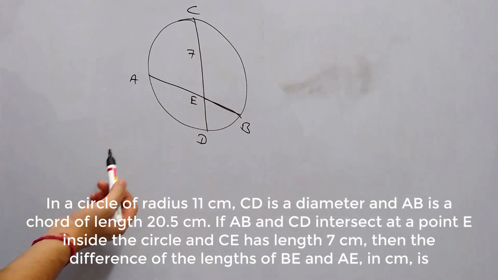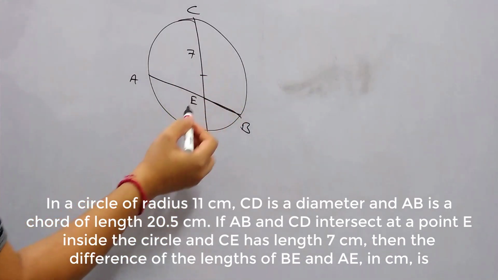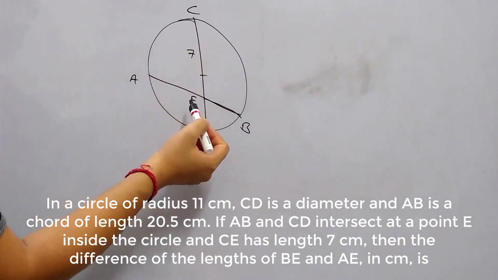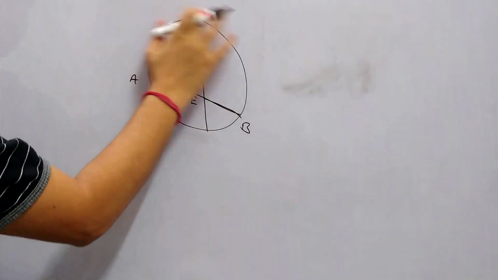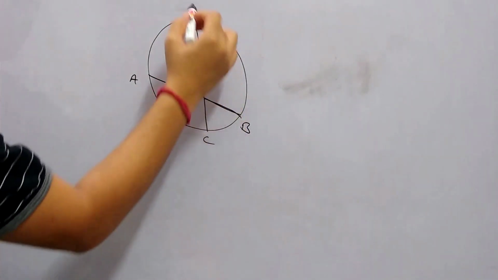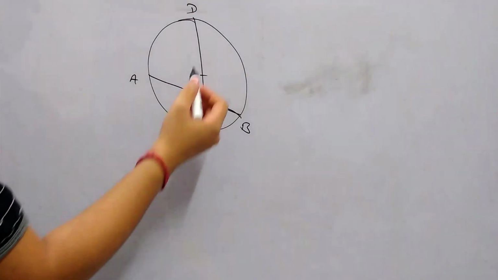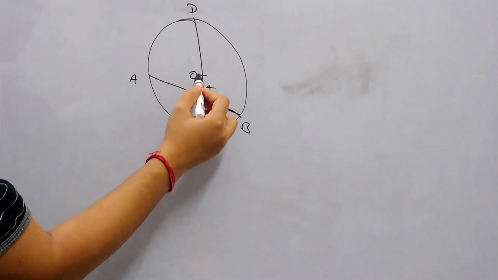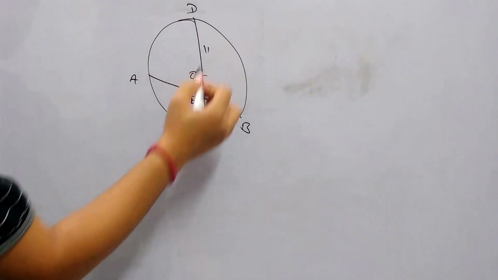Okay. So the radius of the circle. Let's say this is the center and the radius of the circle is given as 11. So CE cannot be 7 like this. We should do it like this. Let's say this is C and this is D. Then this will be 7 centimeter. And as the radius is 11, this portion will be 4. Let's say this is O. So OE will be 4, EC will be 7, and OD is 11.